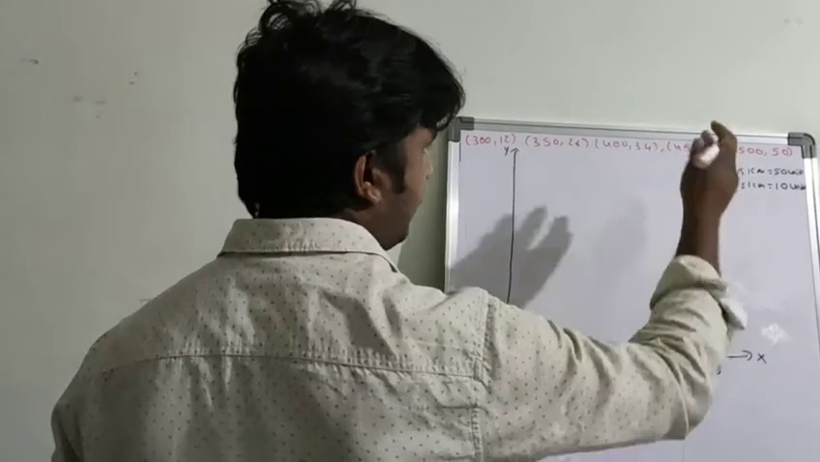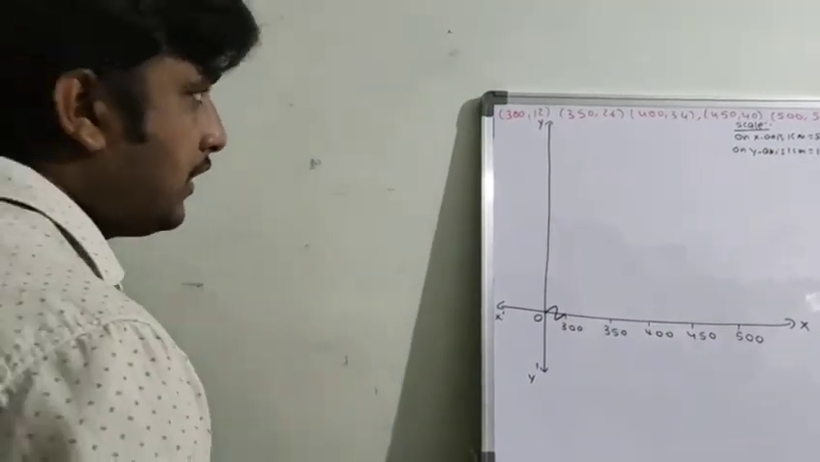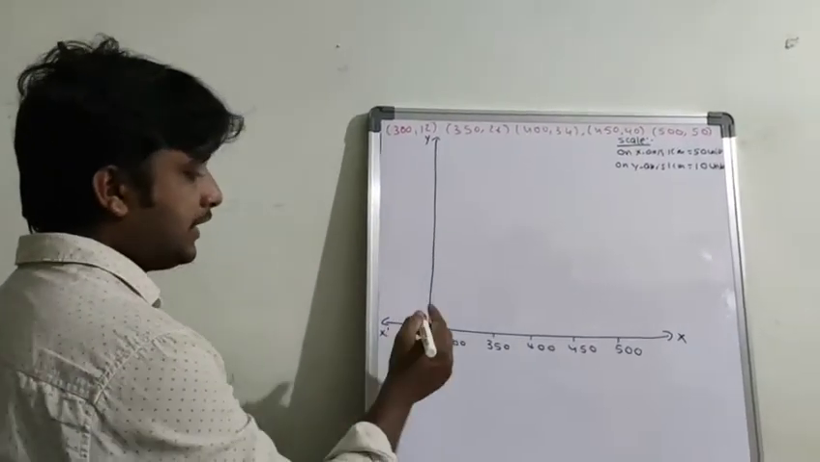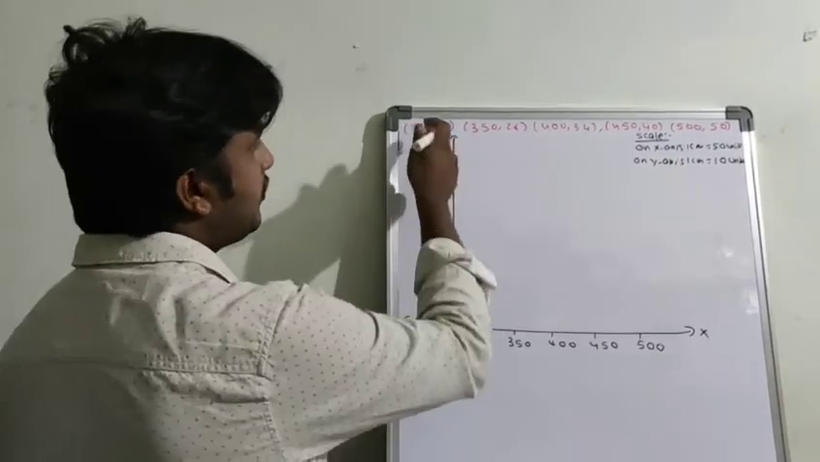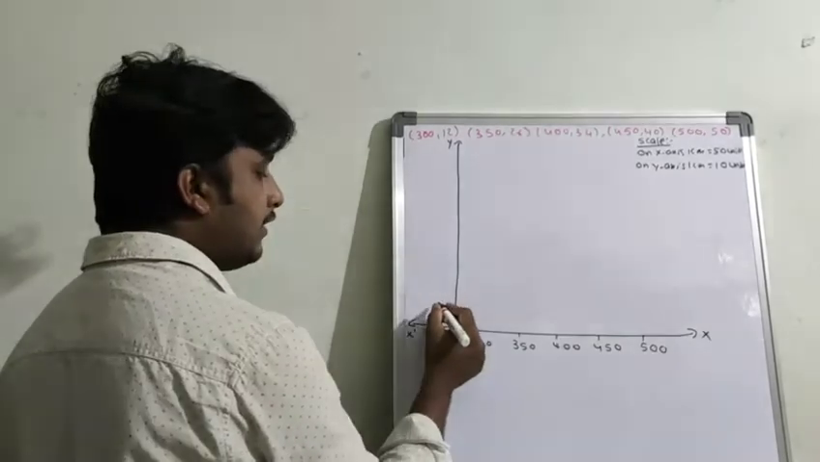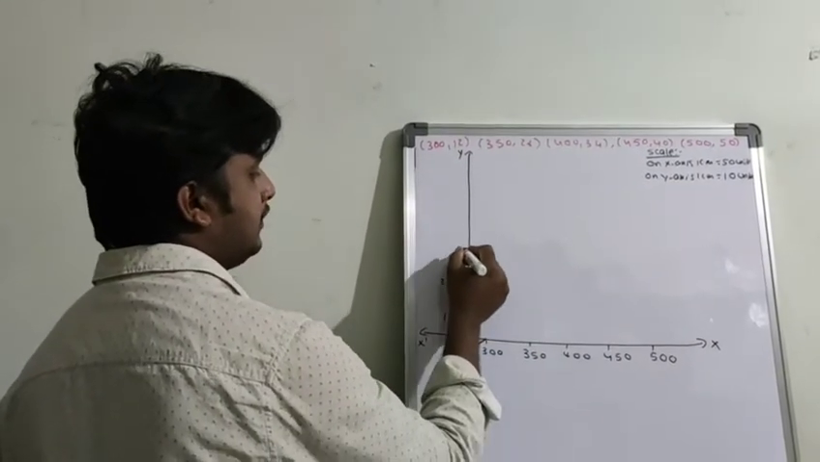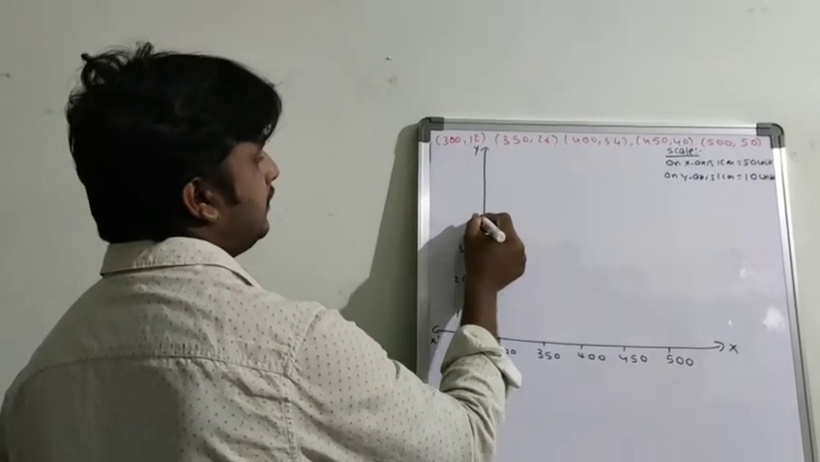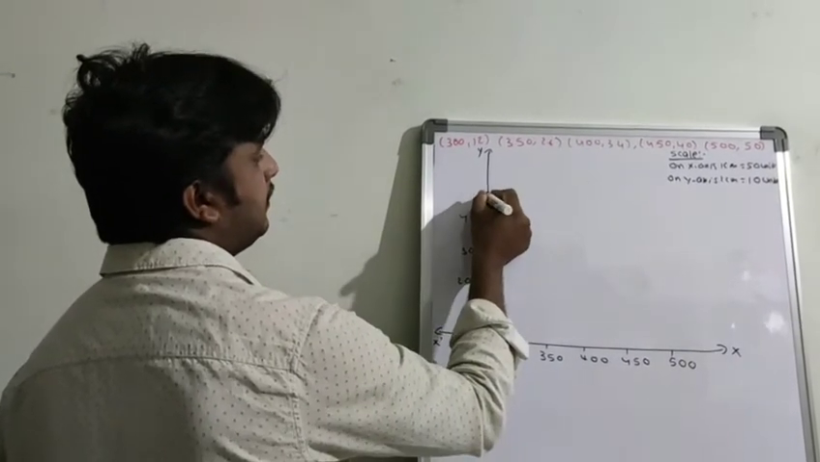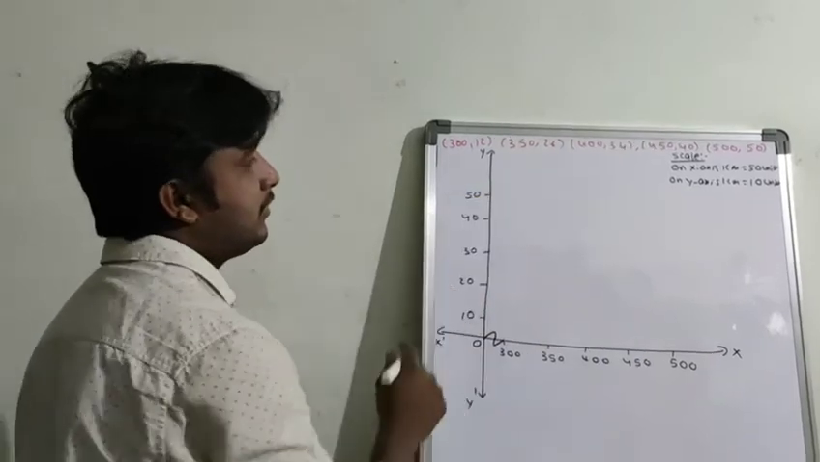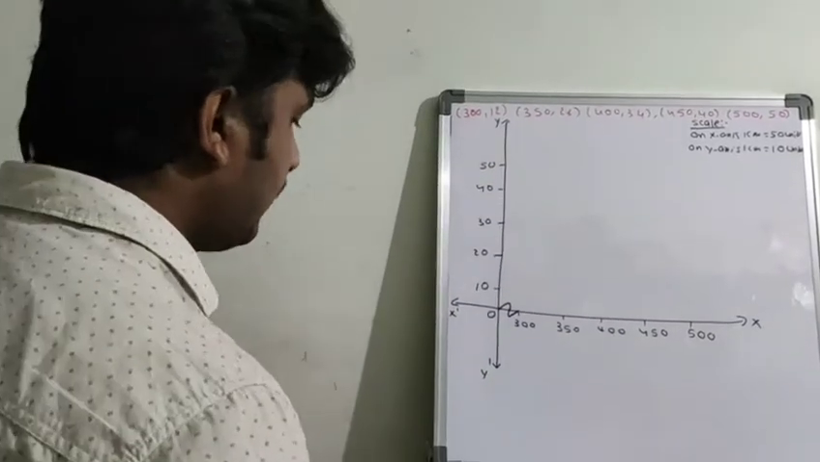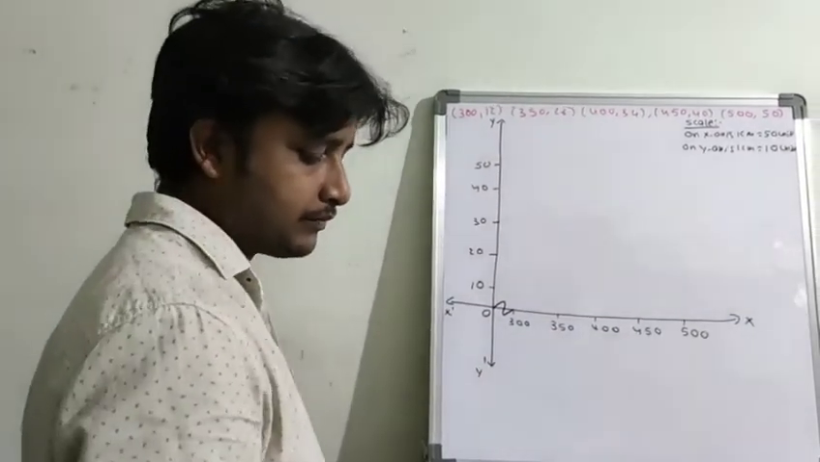So what is the maximum value? The maximum value is 500, so up to 500 I am taking. On the y-axis I am taking from the starting value, because it is 12, so I am not using the king symbol here. It is 10, 20, 30, 40, 50. What is the maximum value? 50. Yes. Now we have to plot the points.